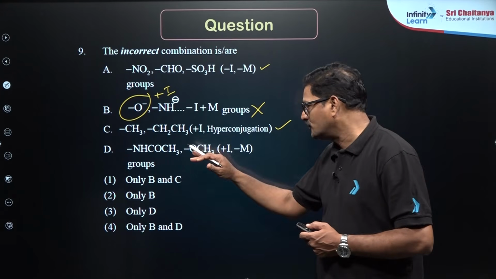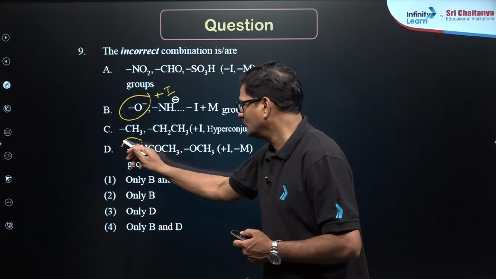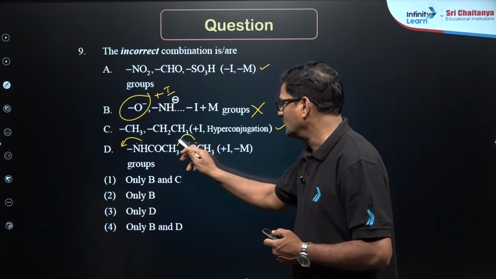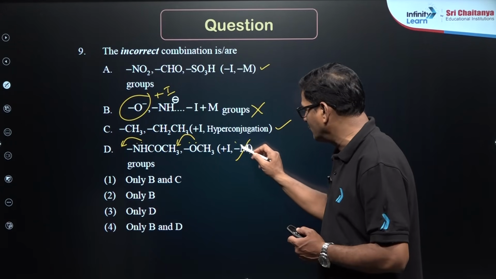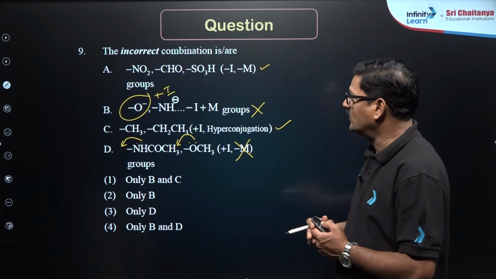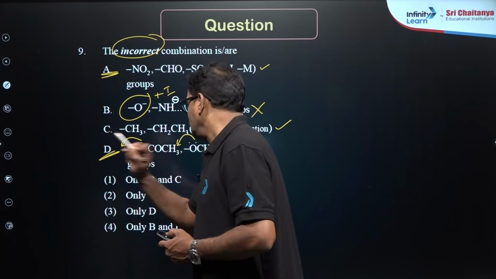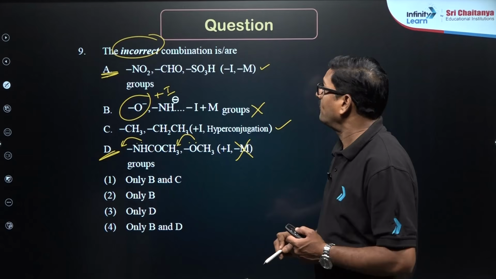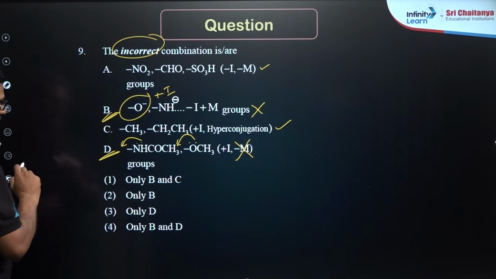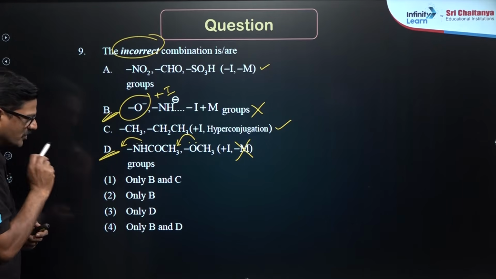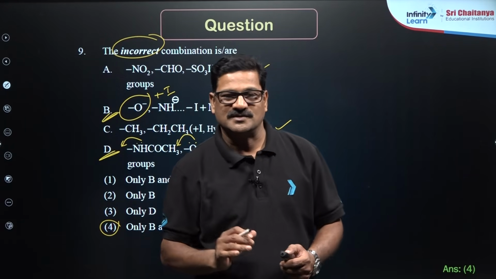And this functional group shows a positive mesomeric effect when attached to a conjugated system. It is shown as negative mesomeric effect, which is not correct. So, I could say A is an incorrect combination and D is an incorrect combination. So, B is an incorrect combination and D is an incorrect combination. So, the option for this question is going to be B and D. Option 4 is the correct answer for this question.